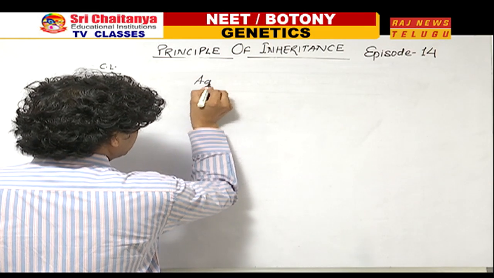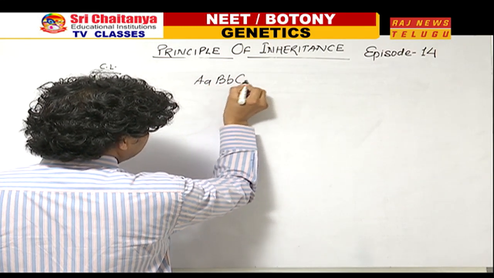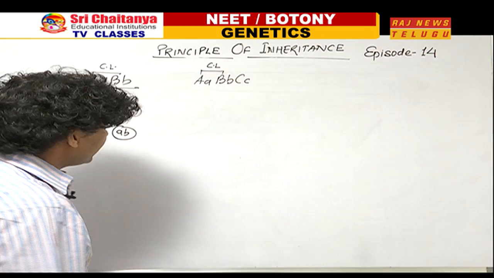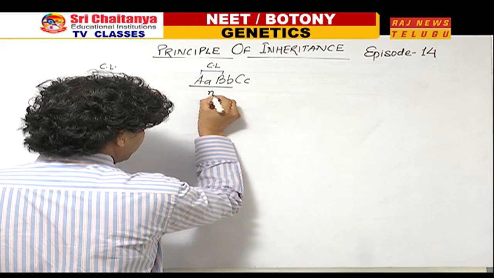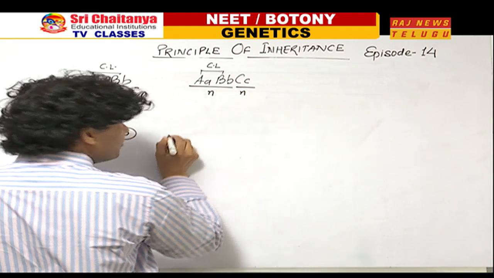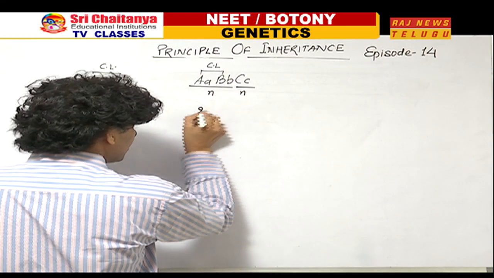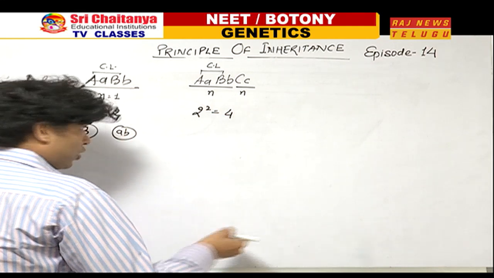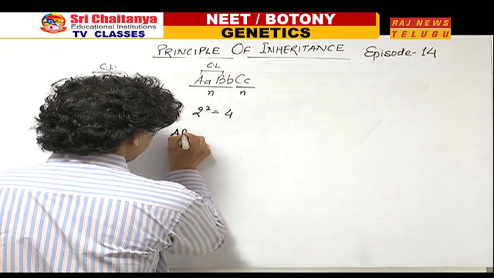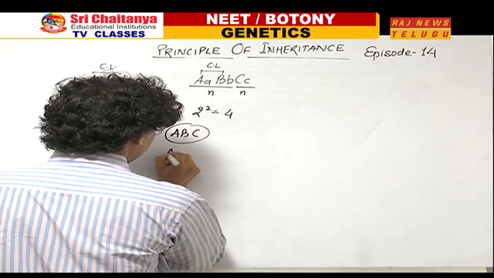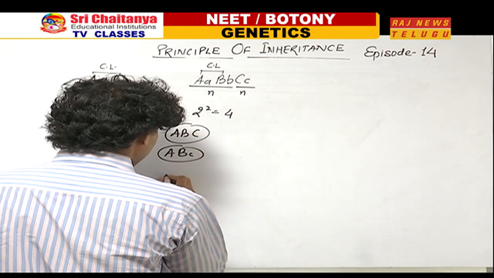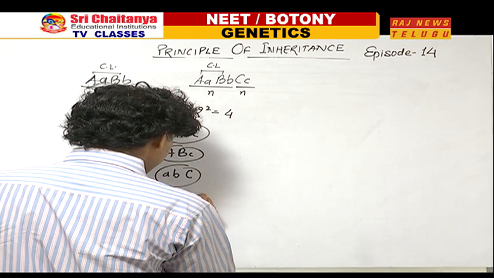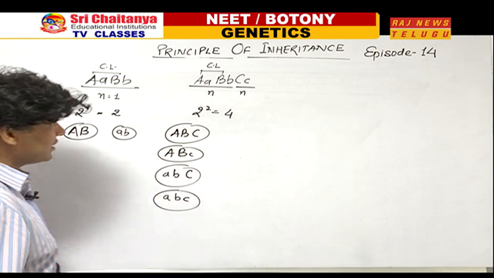Similarly, capital A small a, capital B small b, capital C small c. Suppose genes A and B are showing complete linkage. Now in this case, genes A and B are the one N and C is another N, meaning the value of N is 2. So 2 to the power 2 means it will give rise to 4 types of gametes. What are these 4 types of gametes? Capital A capital B capital C, capital A capital B small c, small a small b capital C, and small a small b small c. Only 4 types of gametes it will produce.